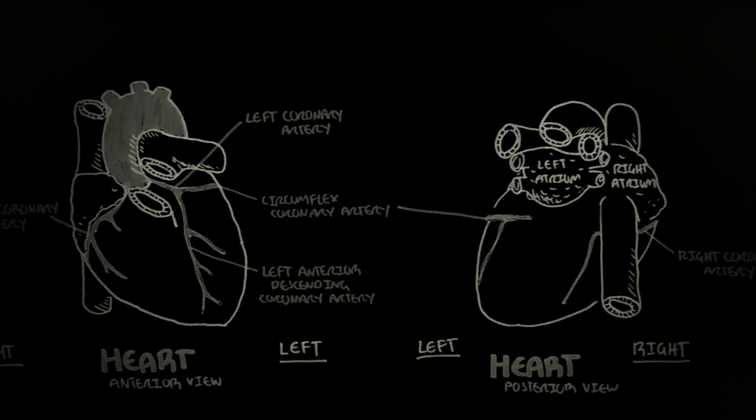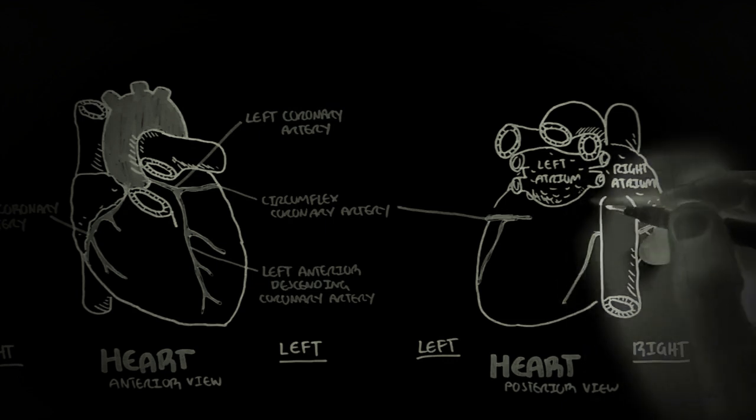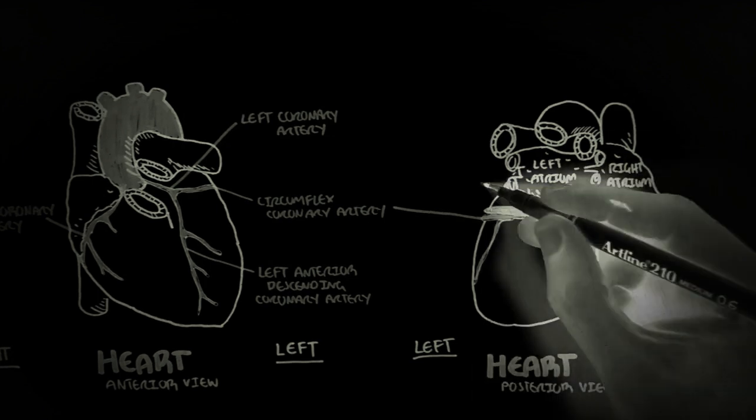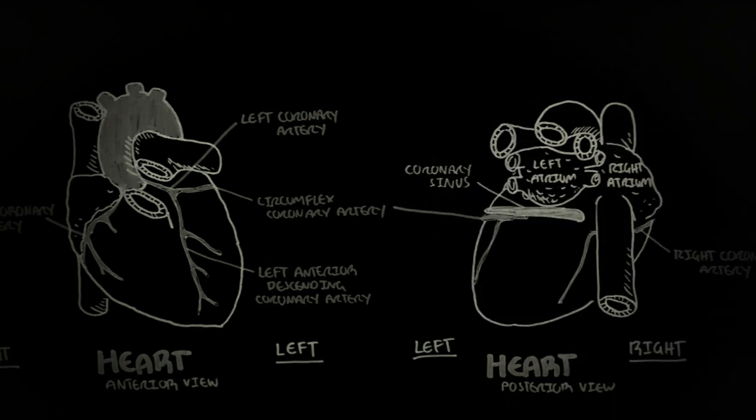Wherever there are arteries, there will always be veins. The veins will leave the cardiac muscle cells and will bring the deoxygenated blood back to the right atrium through the coronary sinus. So all the deoxygenated blood from heart muscles will go back through the coronary sinus back to the right atrium.